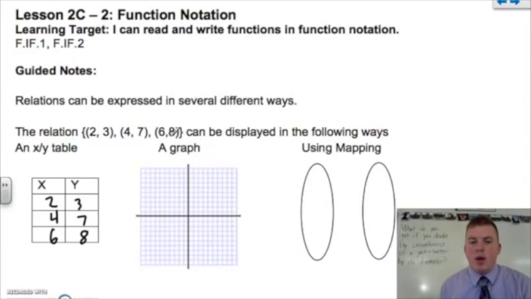Alright, another way that we can display this relation is by graphing. So we would graph the ordered pair (2, 3). So we go right 2 and up 3. And we put a dot there. And that would represent my first ordered pair.